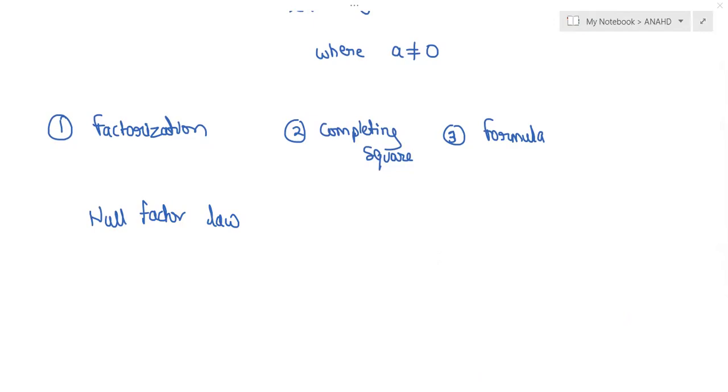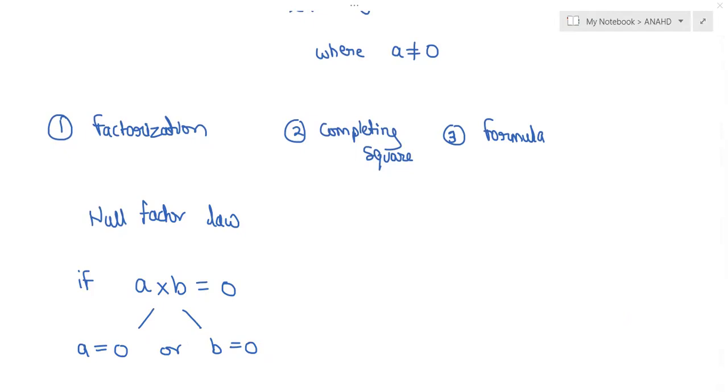What does it mean? Let's say I have two numbers as a product, A cross B. Now, if A cross B is 0, then it really means that either A is equal to 0 or B is equal to 0. Can you imagine a case where the product is 0, but neither of the numbers is 0? Is it possible? No, it is not possible. That is known as the null factor law.